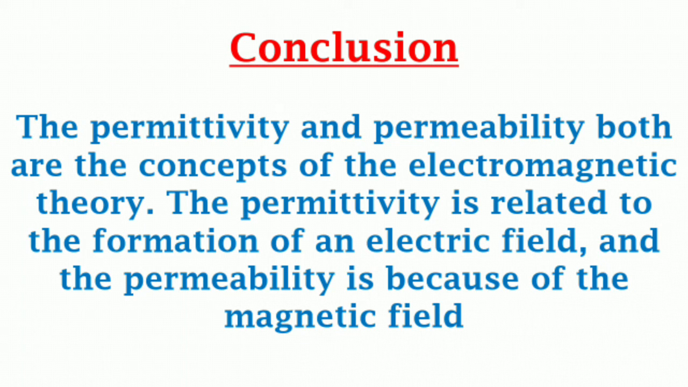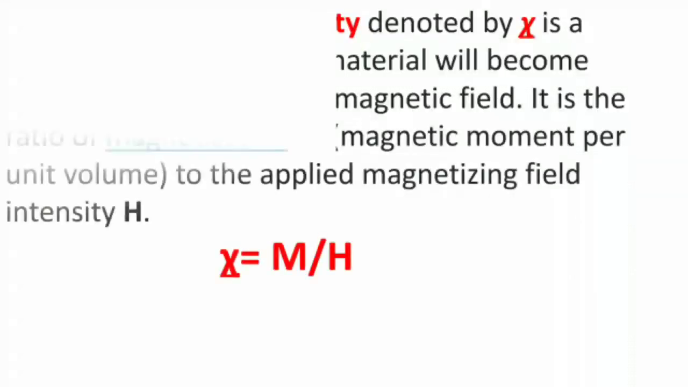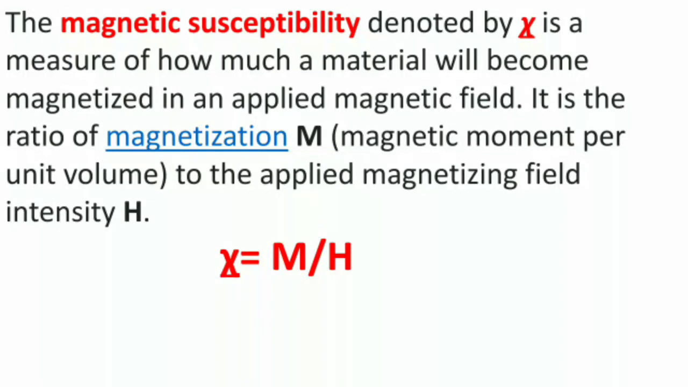Now let's move on to the next term, susceptibility. Basically, the magnetic susceptibility, denoted by chi (this X term is nothing but chi), is a measure of how much a material will become magnetized in an applied magnetic field. This is a very simple definition. It is the ratio of magnetization, that is capital M, and the magnetic field. See, what was magnetization? Magnetization was magnetic moment per unit volume.